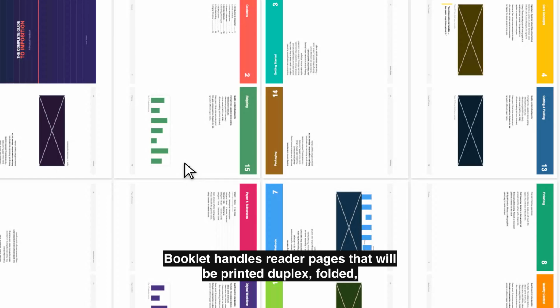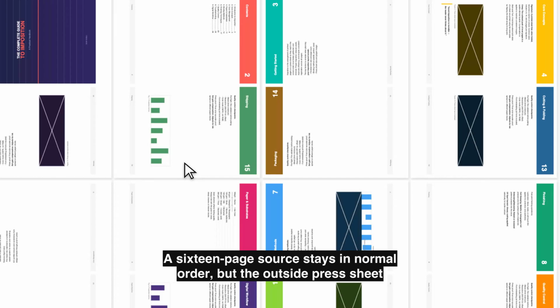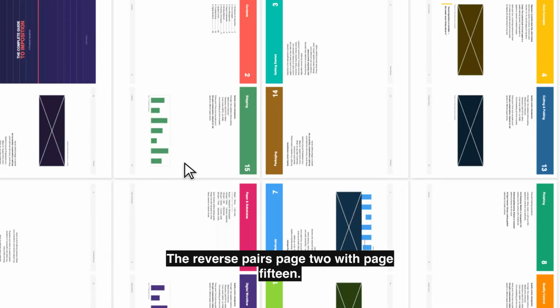Booklet handles reader pages that will be printed duplex, folded, nested, and usually saddle-stitched. A 16-page source stays in normal order, but the outside press sheet pairs page 16 with page 1. The reverse pairs page 2 with page 15.